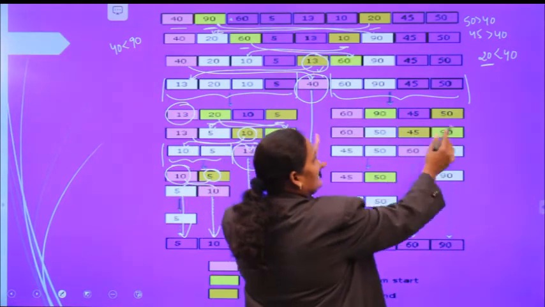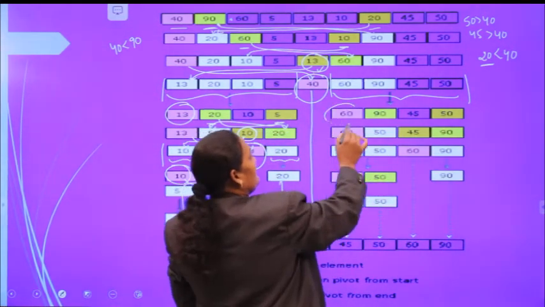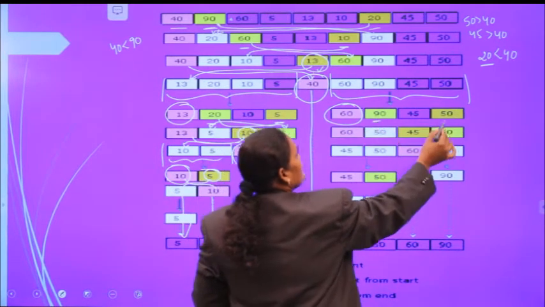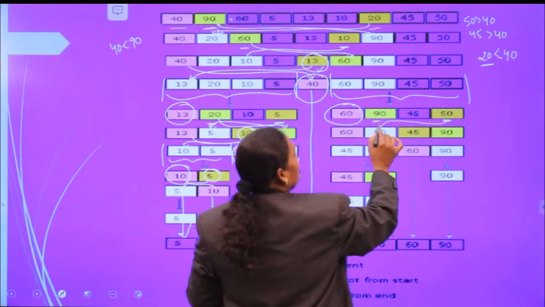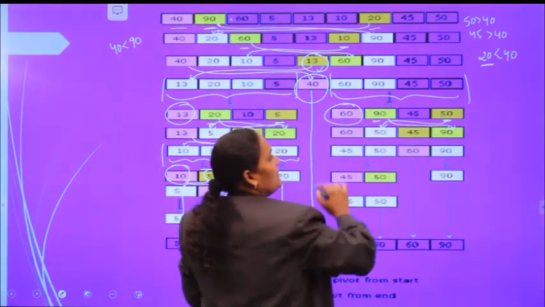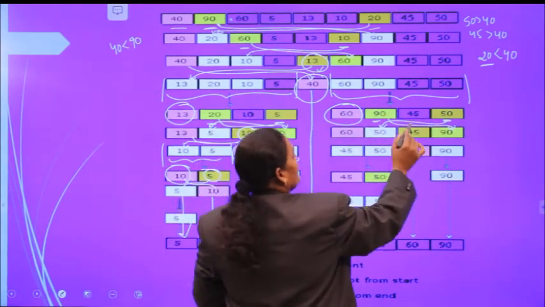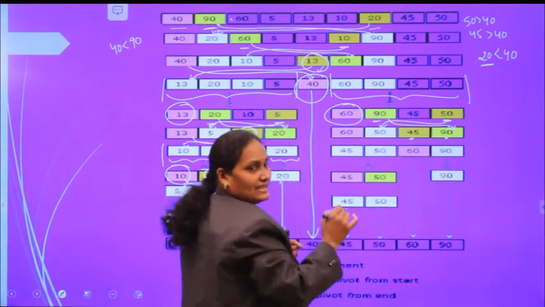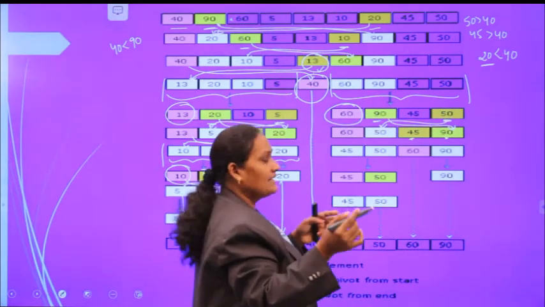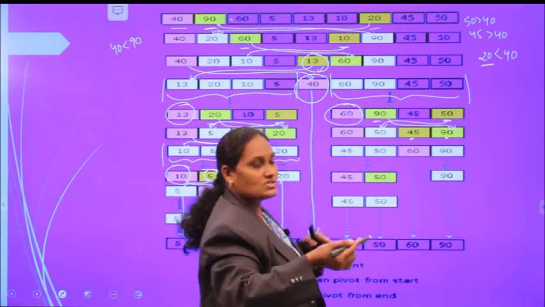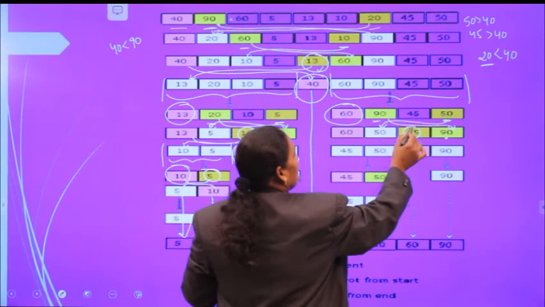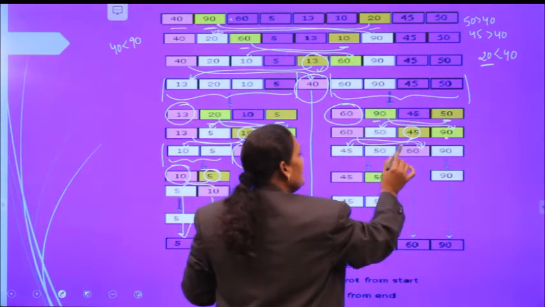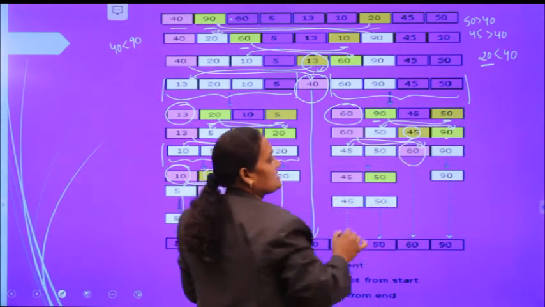Now we need to sort this subarray. For sorting this subarray, we are considering 60 as the pivot element. This is the greater element and this is the less element. I am going to swap these two elements. After that, if you observe, 45 is the less. And coming to the next one, 90 is the greater element, but 90 is already rearranged. So the last compared element is 45. We are swapping 45 with 60. Here 60 is arranged in its correct position.